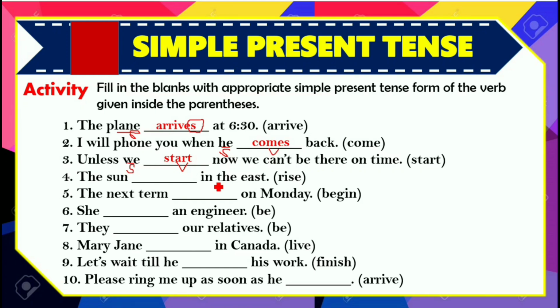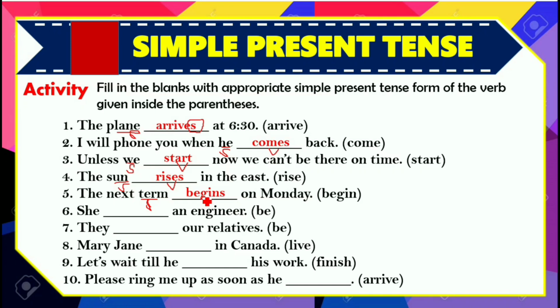Number 4, the sun blank in the east. The sun rises in the east. So this is a truth or a general truth or a fact. So sun is our subject. Our verb is rises with the S. Number 5, the next term blank on Monday. So the next term begins on Monday. The next term is the subject here, and we have the verb begins. This is another scheduled event.